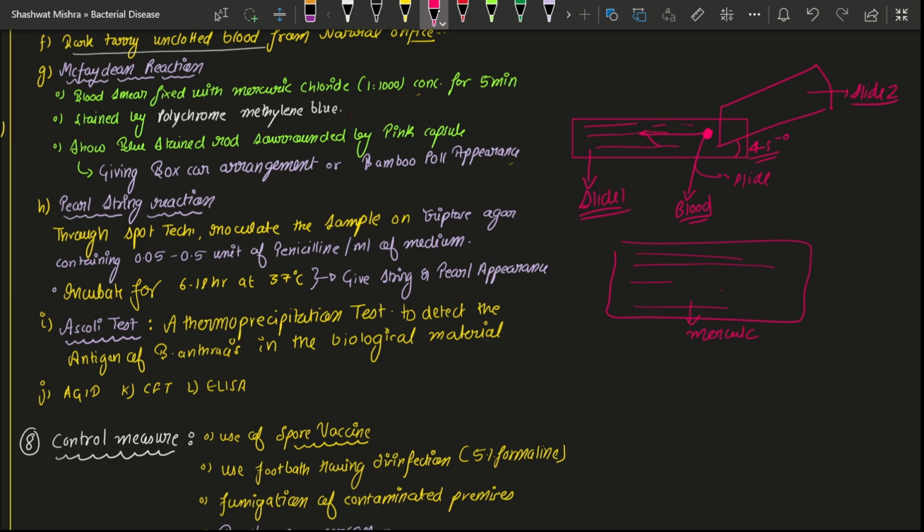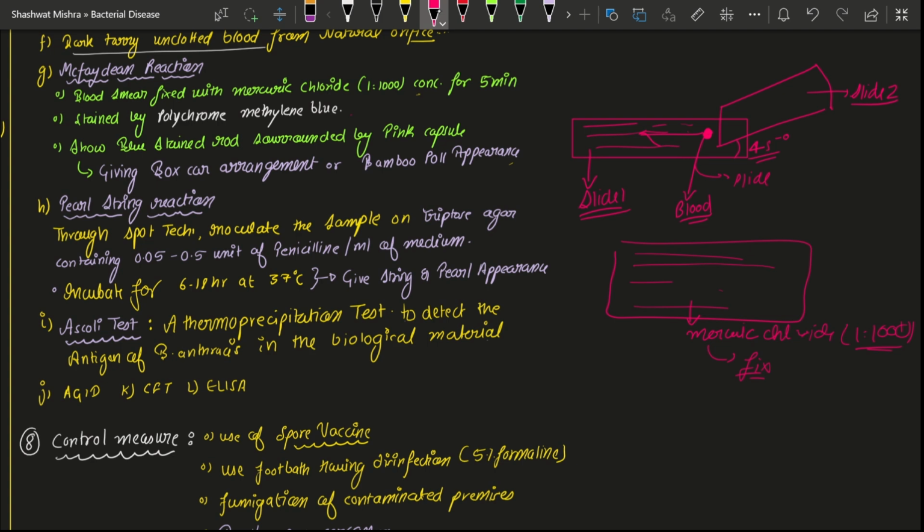Okay, we are going to use mercury chloride at the site. And what's the ratio it would be? It will be 1:1000, the concentration ratio for the mercury chloride. Okay, what is the function of the mercury chloride? It will fix this line. Okay, for 5 minutes we are going to pour it like that.